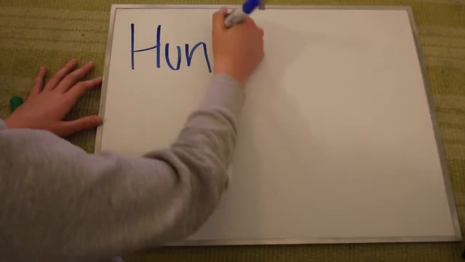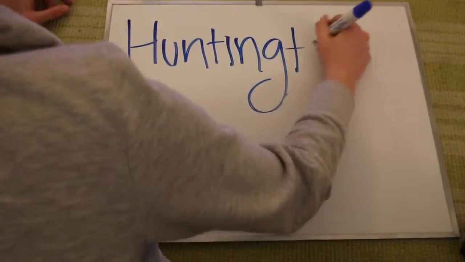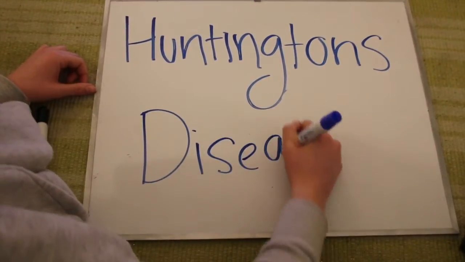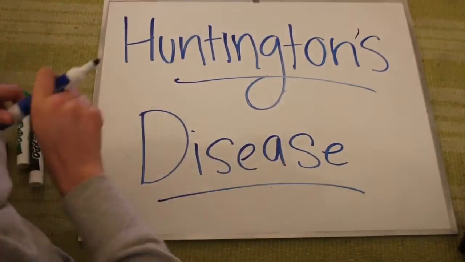Huntington's disease is an autosomal dominant disease characterized by a progressive brain disorder that causes uncontrolled movements, emotional problems, and loss of the ability to think.